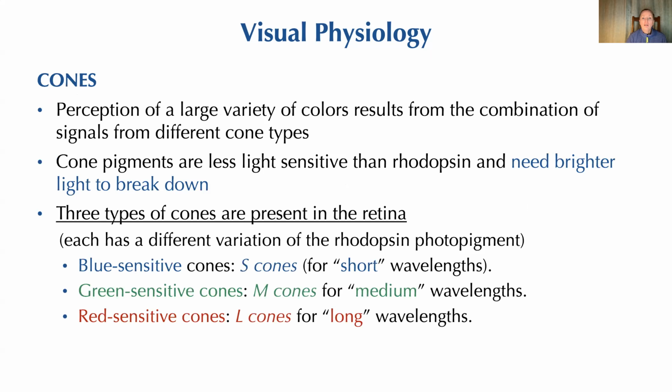The cones only perceive in a combination of signals from their color type. All right. So the cone pigments are less sensitive than the rods that contain rhodopsin. They need brighter light to break down the pigments in them. And they each respond to a characteristic sort of range. So we say the blue cones are stimulated by short wavelengths. The green cones are stimulated by medium wavelengths, and the red cones are stimulated by long wavelengths.